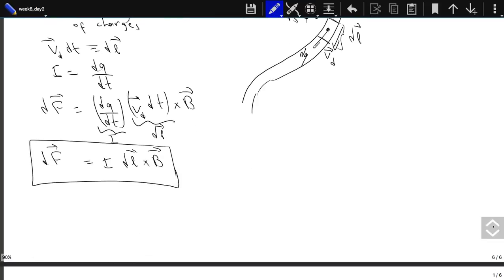By just summing over the forces acting on each one of the segments, we can calculate the total force. We calculate the force, and from the force, if there's some motion, we can talk about the work done. But let's go to the previous example.